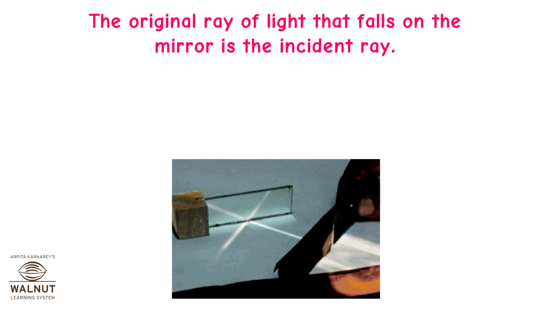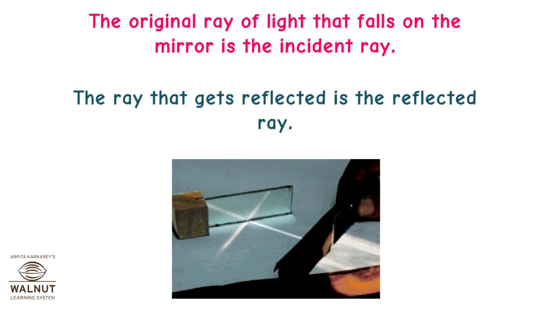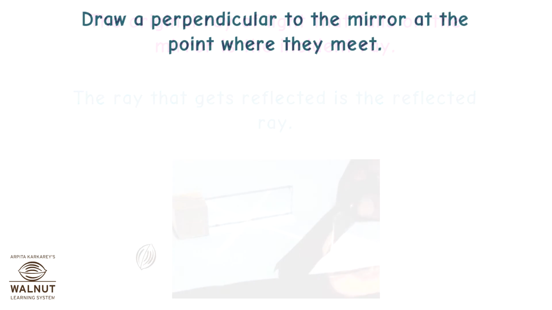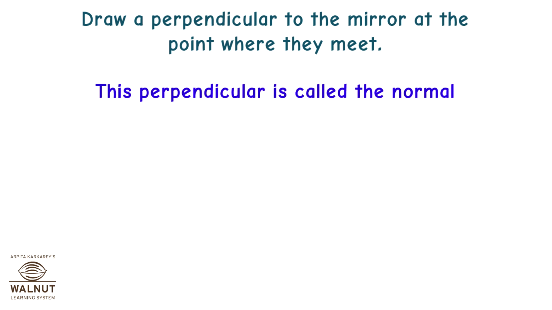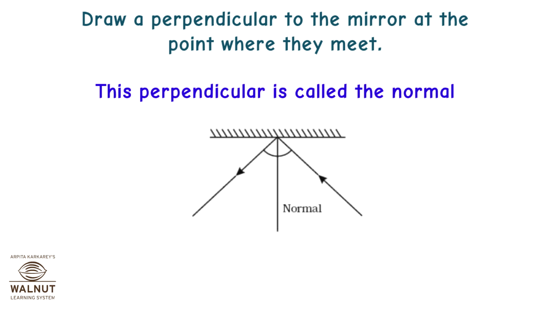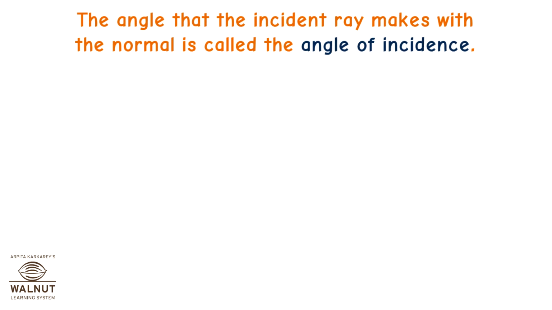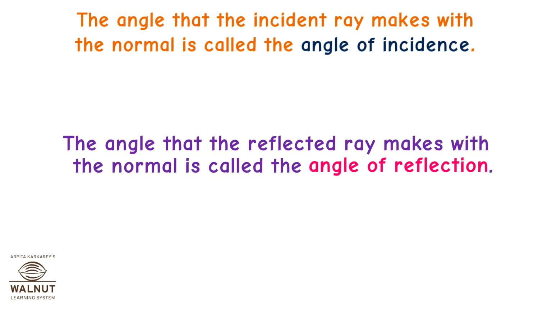The original ray of light that falls on the mirror is the incident ray. The ray that gets reflected is the reflected ray. Draw a perpendicular to the mirror at the point where they meet. This perpendicular is called the normal. The angle that the incident ray makes with the normal is called the angle of incidence. The angle that the reflected ray makes with the normal is called the angle of reflection.